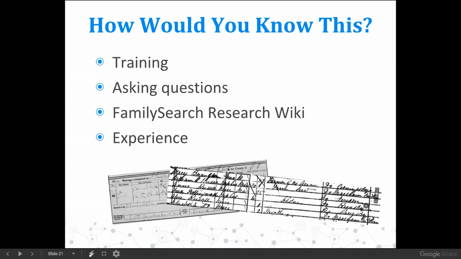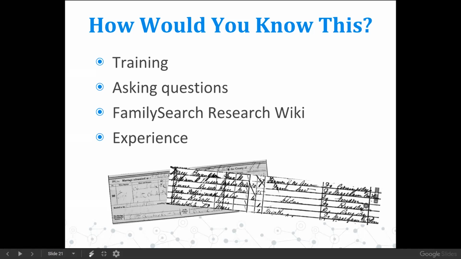The Research Wiki is a collection of information to help researchers, and it has a lot of information on the types of records that are available in certain places at certain times. So if you're wondering what records to use for a certain research problem, the FamilySearch Research Wiki is a great place to go. And then the last thing, honestly, you guys, is just experience.